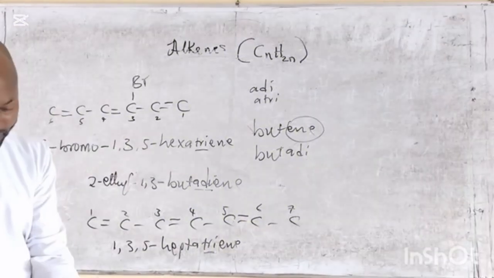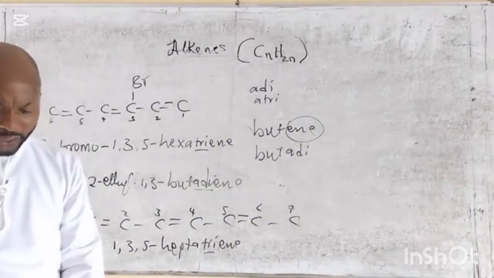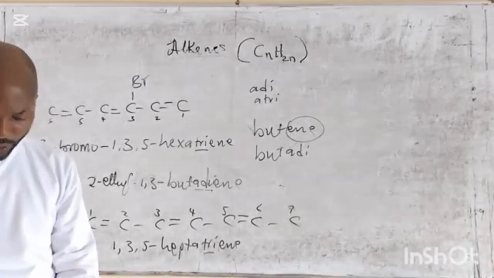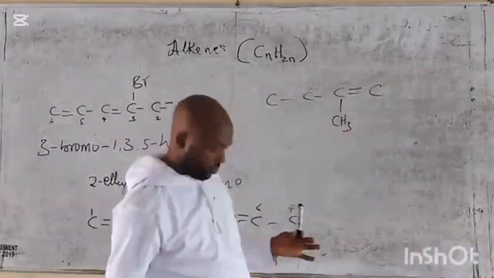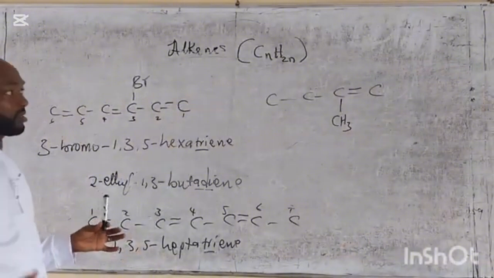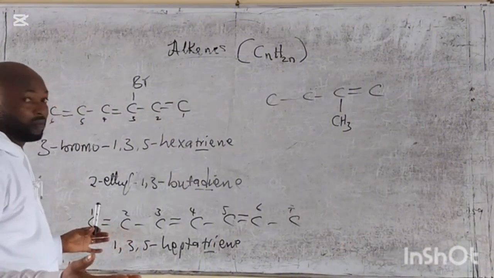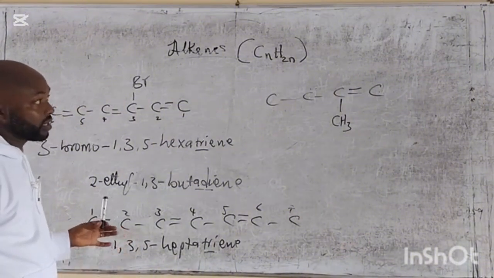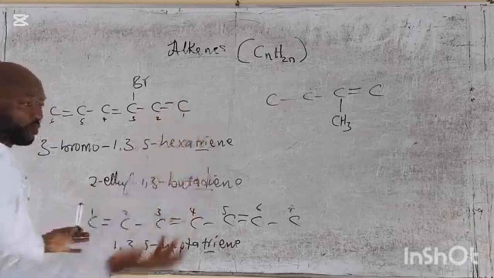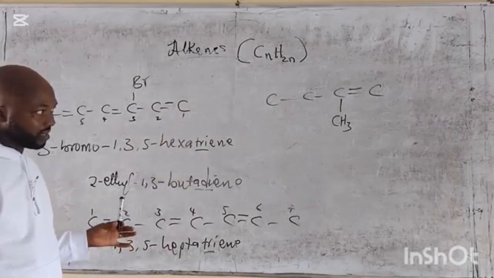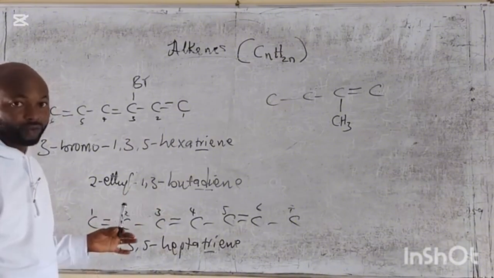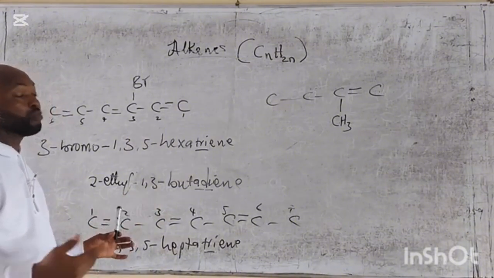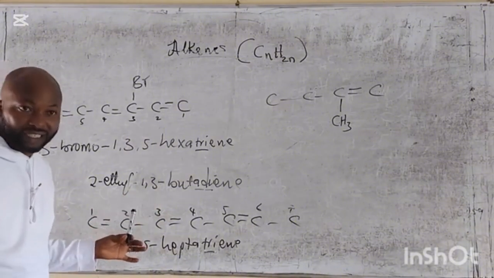Let's take another one. They say we should give the IUPAC names of the following compound. How do we name this? Let's look at the board. What do you think is the name? The parent chain is 4 for butene, and we have a substituent on carbon 2, so that's 2-methylbutene.